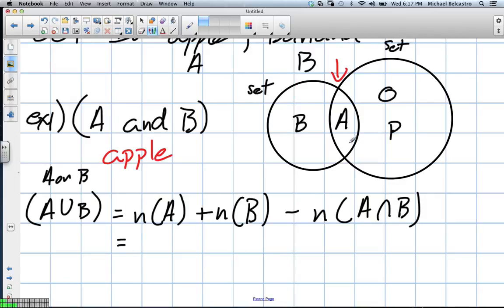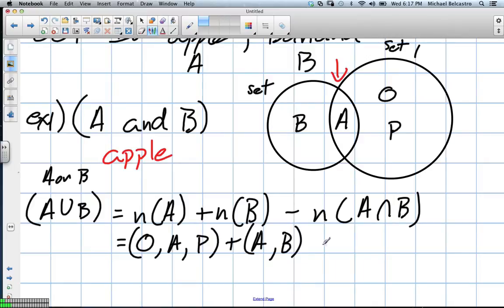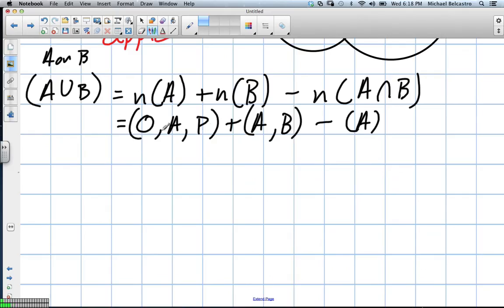Okay, well, possibilities of A. Where are all the options of set 1? Orange, apple, and pear. Okay, so we have an orange, an apple, and a pear. And then we're going to add to it possibilities of B, which are what? Apple and banana. Apple and a banana. Okay? And then we're going to subtract where do they both intersect? An apple. And apple's the only option. Okay? So think of these as like variables, you could say. And we're going to put them all together.